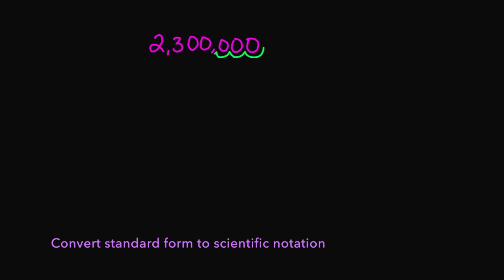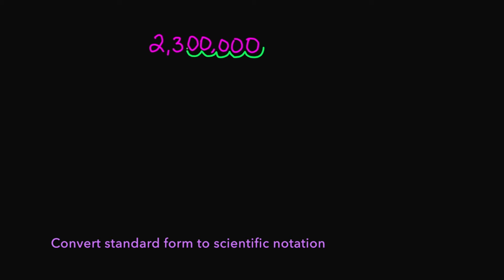So let's look at our first example. Let's look at this large number here. Remember, scientific notation is used to express very large numbers or very small numbers. So when we have this number here, 2.3 million or 2,300,000, how would I convert this over into scientific notation? I'm going to start from right here and we're going to move all the way down until we get to a number that is greater than or equal to 1 but less than 10.